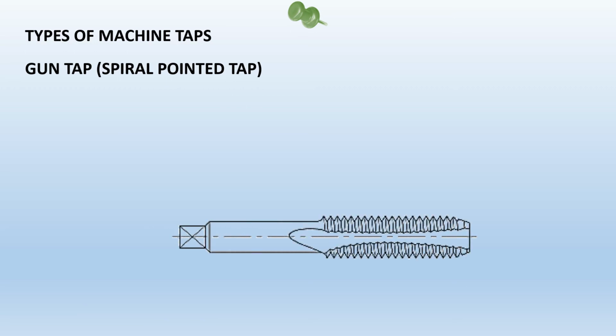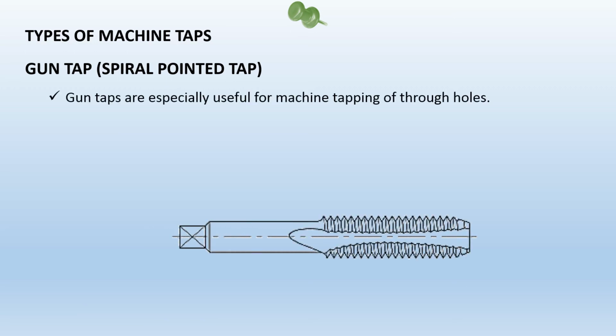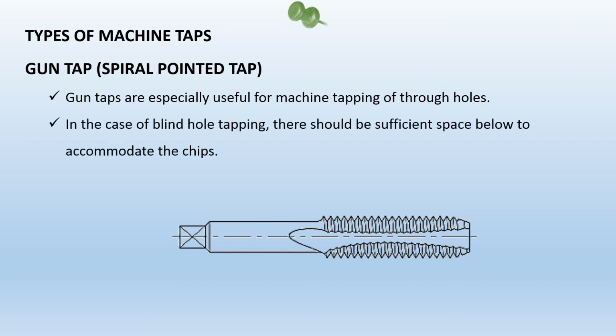Types of machine taps. Gun tap or spiral pointed tap. Gun taps are especially useful for machine tapping of through holes. In the case of blind hole tapping, there should be sufficient space below to accommodate the chips.